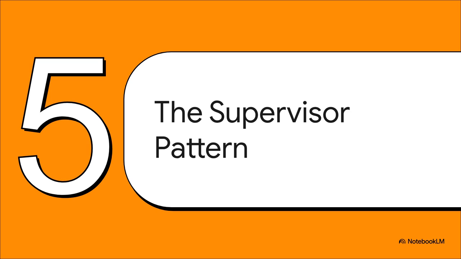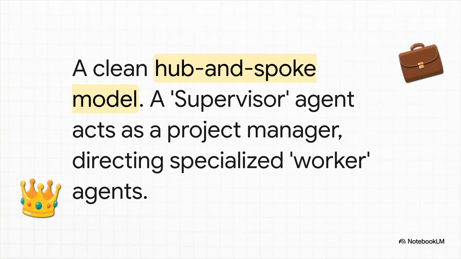It's called the supervisor pattern. Instead of that spaghetti mess, you create this beautiful, clean hub-and-spoke model. Right there in the center, you have a supervisor agent that acts kind of like a project manager or a team lead. And this supervisor is the only one who communicates with the specialized worker agents on the outside.